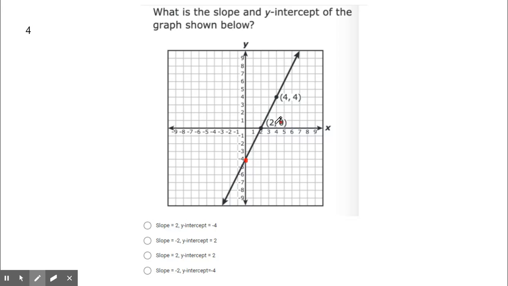They were trying to trick us by giving us this dot here with 2 and 0. That's not the y-intercept. That's actually what's called an x-intercept because it's where it crosses the x-axis. Y-intercept is where it intersects or crosses the y-axis, which it crosses at negative 4. So that means our y-intercept is negative 4. So that eliminates this answer choice, and it eliminates this answer choice. So it's either the top one or the bottom one here.